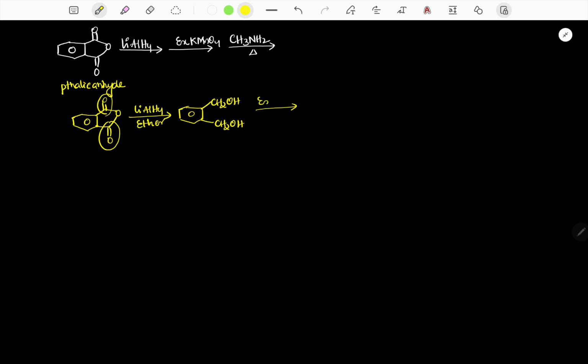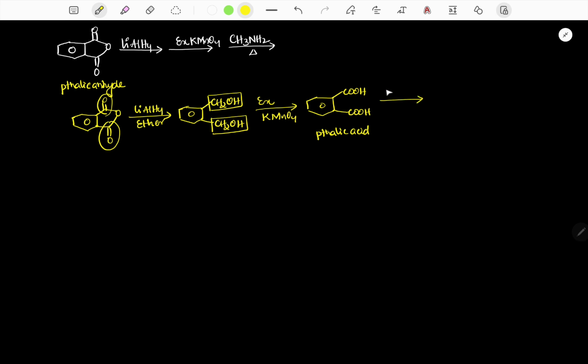Now we are adding excess potassium permanganate. It is a strong oxidizing agent. The primary alcohol, or the benzylic carbon having hydrogen, is converted into the corresponding carboxylic acid because of oxidation, and this compound's name is phthalic acid.